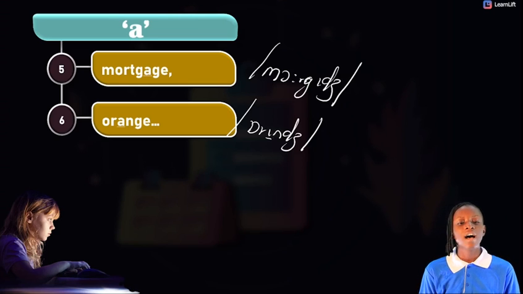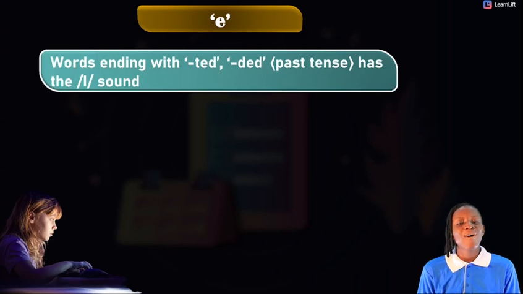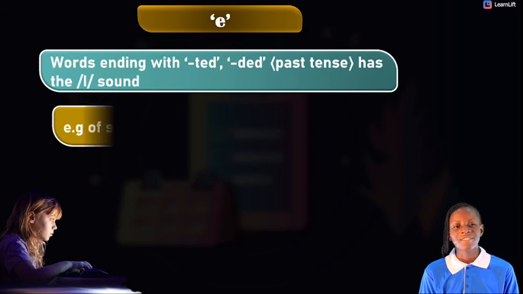Moving on quickly to the next example, we have E as the next spelling form. That would say there are words that have the letter E in them and have the E sound here. Now we have the first rule under our E. It says words ending with TED or DED in their past form, that's past tense, have the E sound. So if I have a word whose past tense ends with TED or DED, I have the E sound there. Let's get examples under this to understand better.